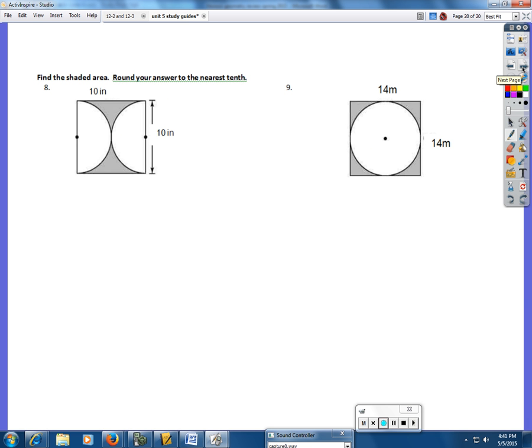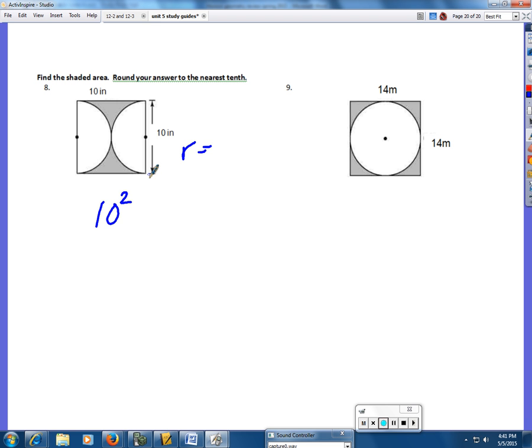And then 8 and 9, actually they would be 16 and 17, but I forgot to fix the numbers. I'm sorry. These are taking the area of the square minus the area of the circle that's inscribed. Since the area of the square is side squared, the area of the square would be 10 squared. And then the area of the circle is pi r squared. Well, r is half of this length because this is the diameter here, so r is 5. So 5 squared times pi is 25 pi, which gives 100 minus 25 pi inches squared.